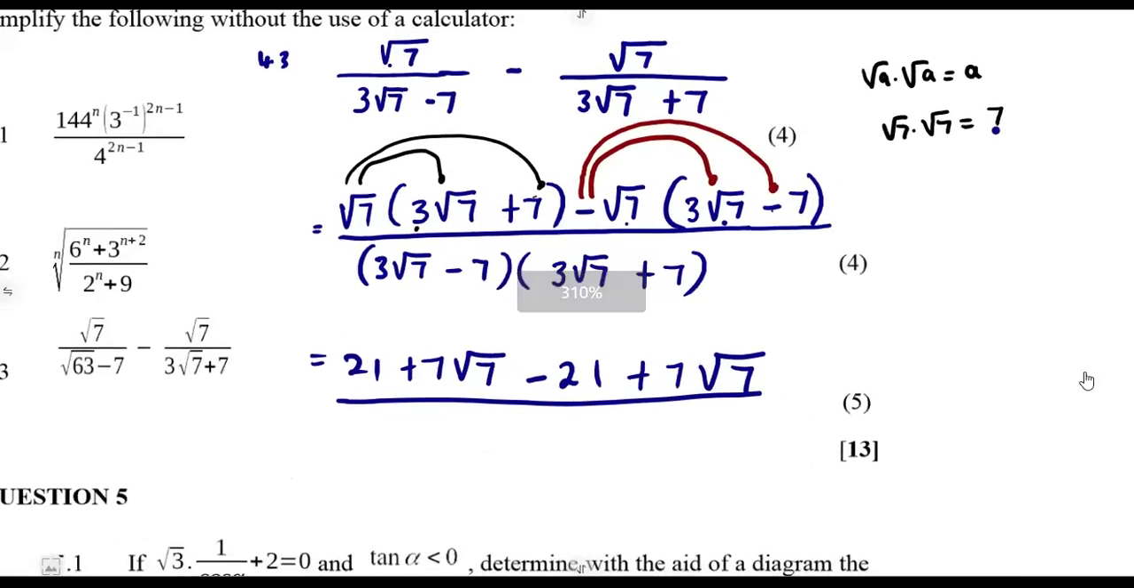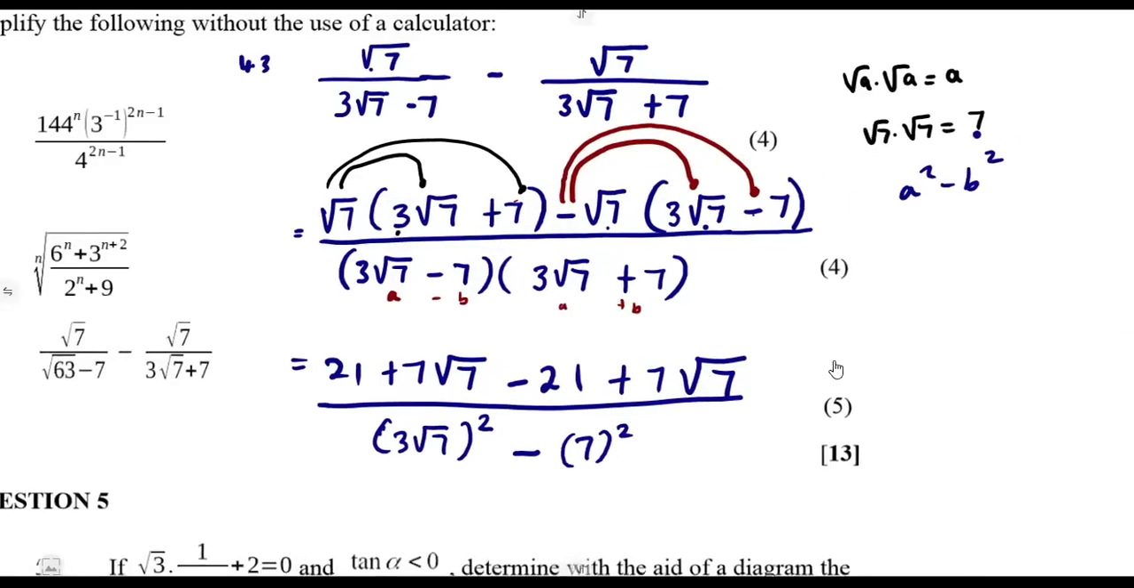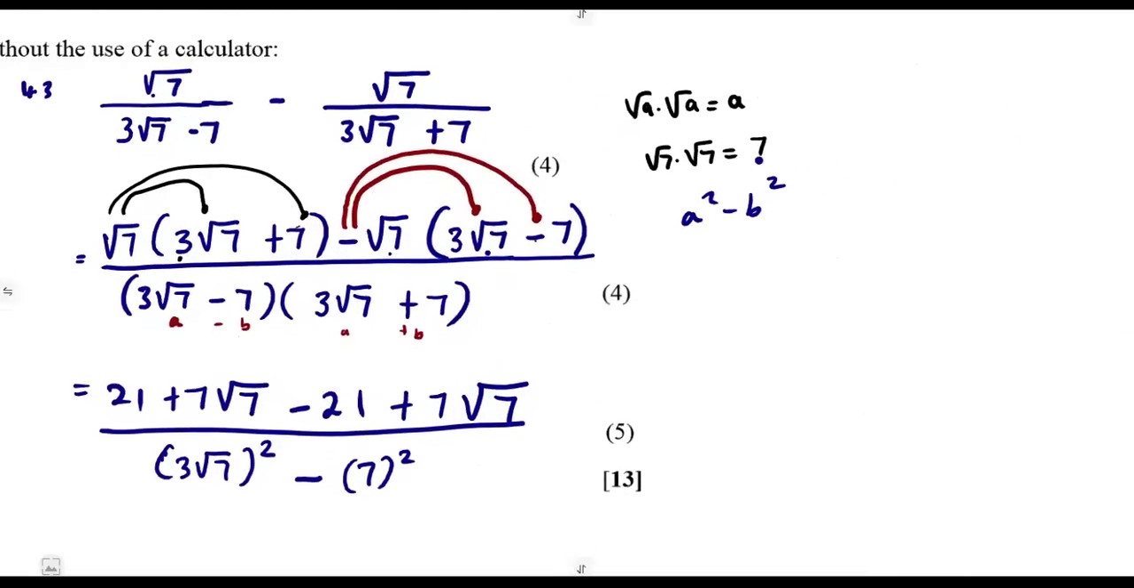So we can use the difference of two squares concept, guys. Remember, this is A minus B, A plus B. So what's our difference of two squares? A squared minus B squared. So we're going to take the A, you square it. 3 square root of 7 squared. That's our A squared. Minus B squared, 7 squared. Our difference of two squares. So you see how they are simplified, guys.